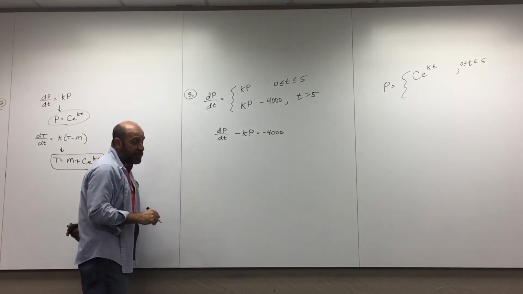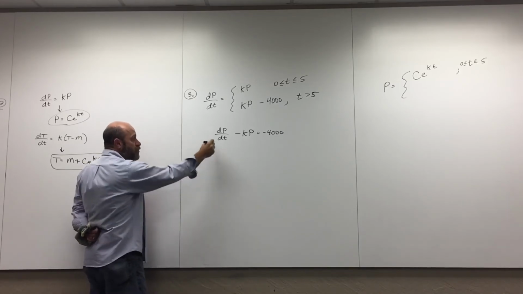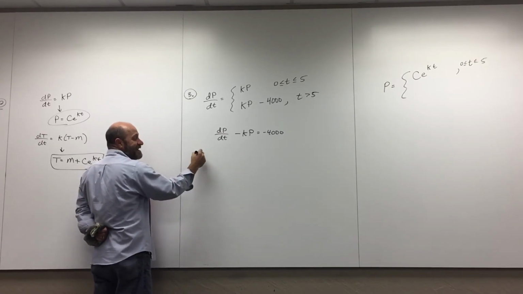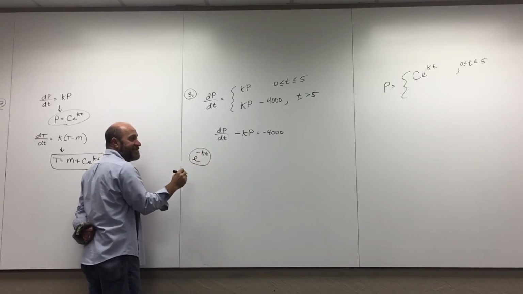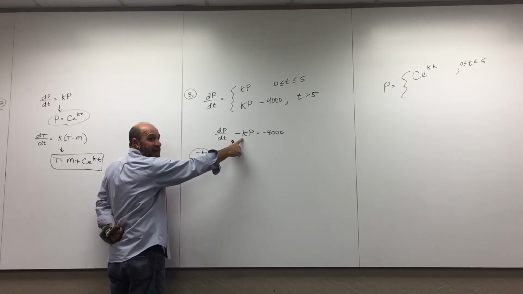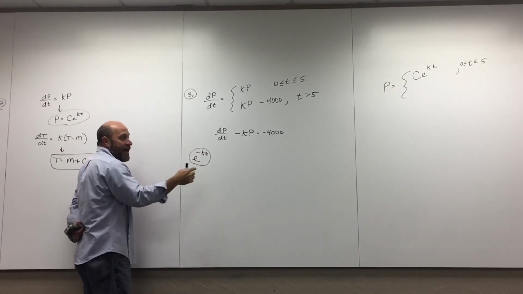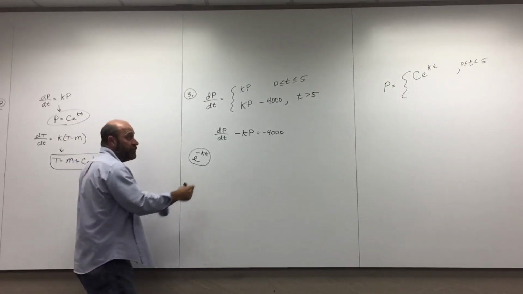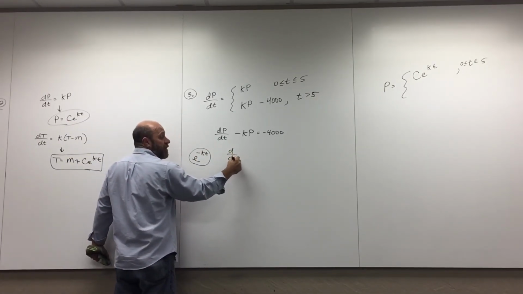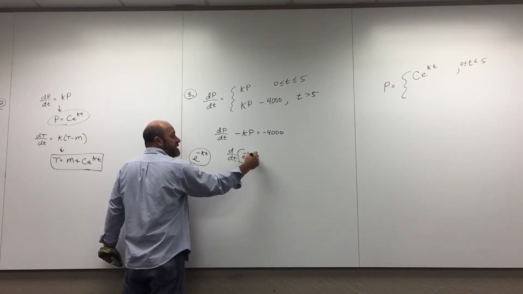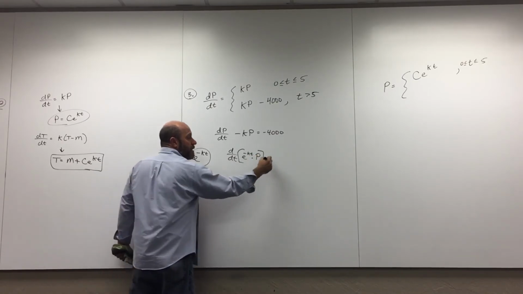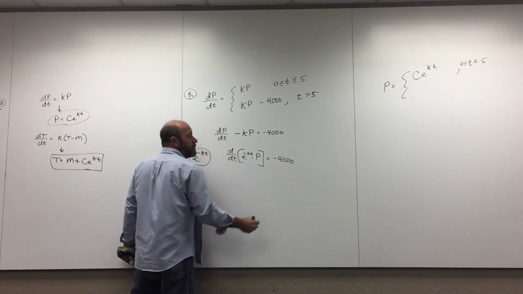I want to use my integrating factor methods. We need this in chapter 3 a lot. I want to find the integrating factor. The integrating factor is e to the negative kt. Do you agree with that? It's the integral of that negative k. I multiply through by the integrating factor. After I multiply through by the integrating factor, the left-hand side becomes the derivative of e to the negative kt times P, the population of mice, equals negative 4,000.